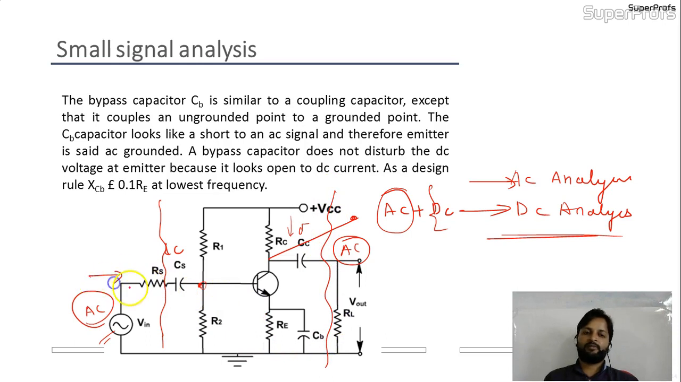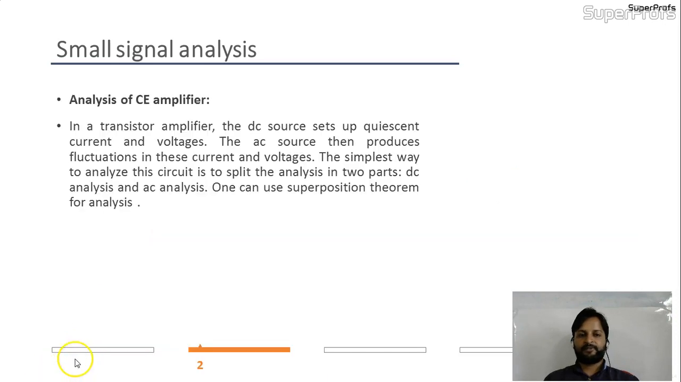It will not come to the input, it will not come out at the output. Is it okay? So based on this small signal analysis, we have two types of analysis, DC analysis as well as AC analysis. In a transistor amplifier, the DC source sets up Q current and voltage. The AC source then produces fluctuation in this current and voltage. The simplest way to analyze this circuit is to split the analysis in two parts, DC analysis and AC analysis.